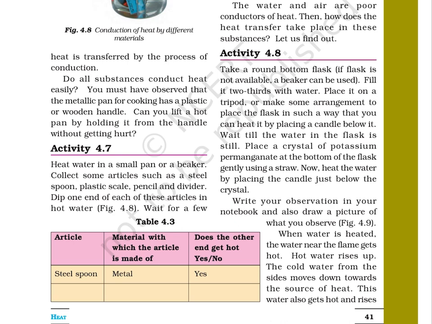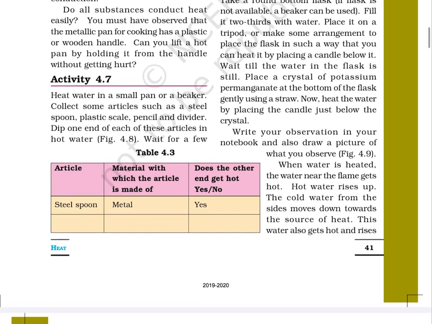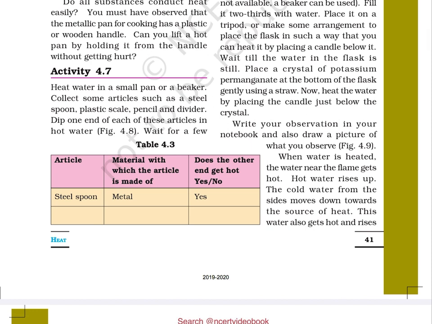Activity 4.7. Heat water in a small pan or a beaker. Collect some articles such as a steel spoon, plastic scale, pencil, and divider. Dip one end of each of these articles in hot water. You can observe this in figure 4.8.